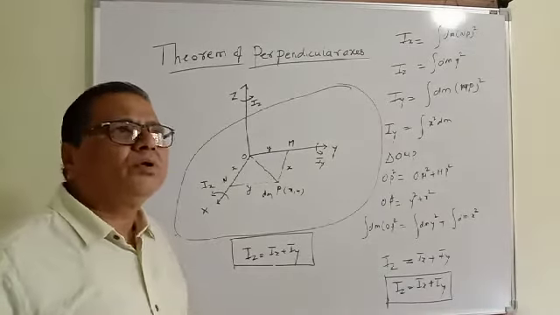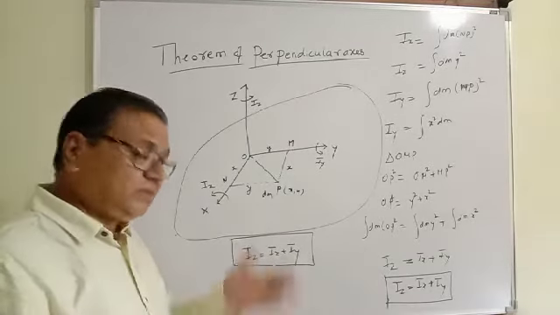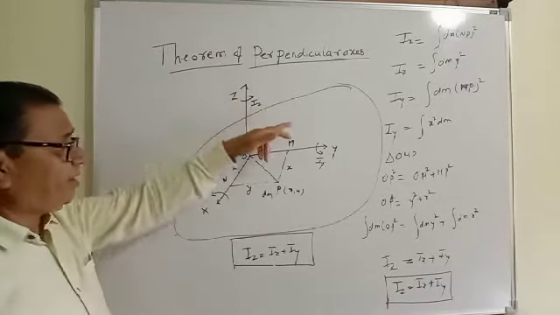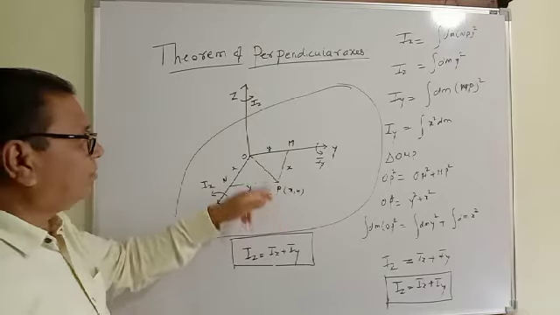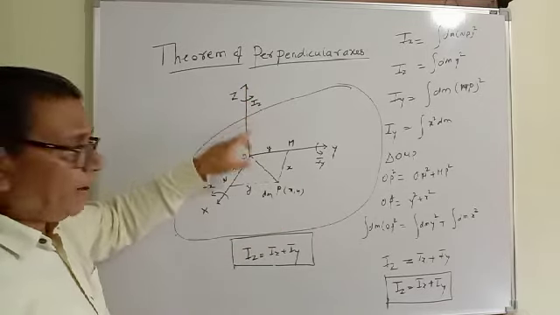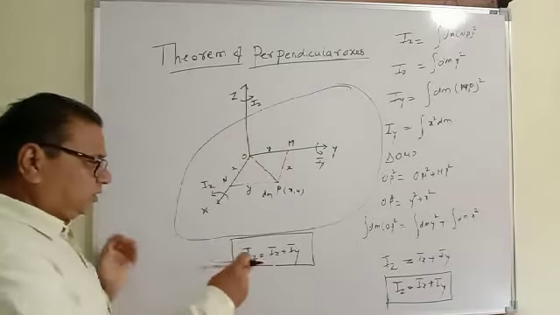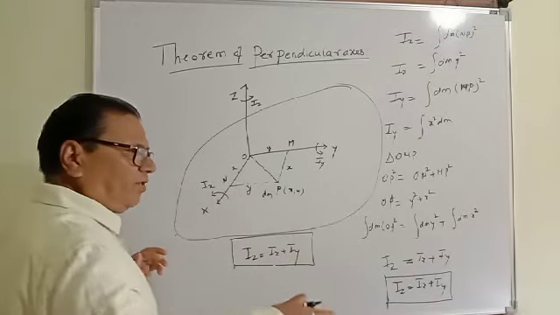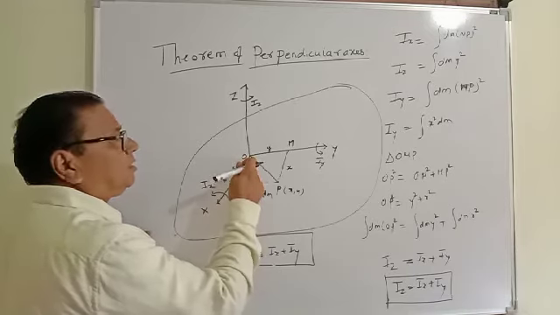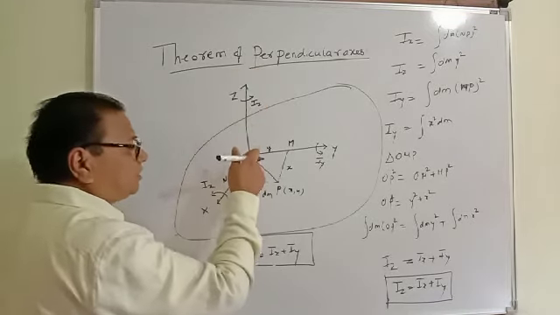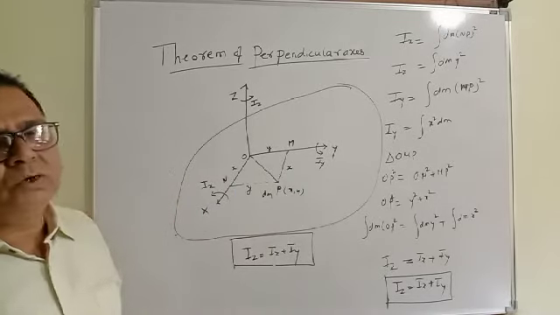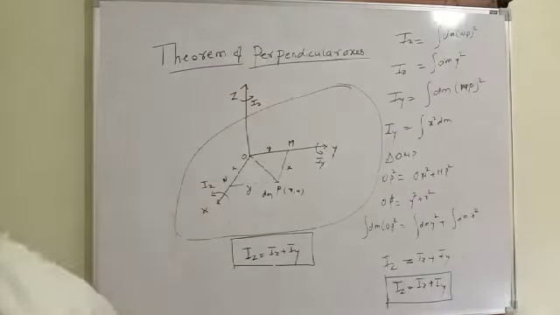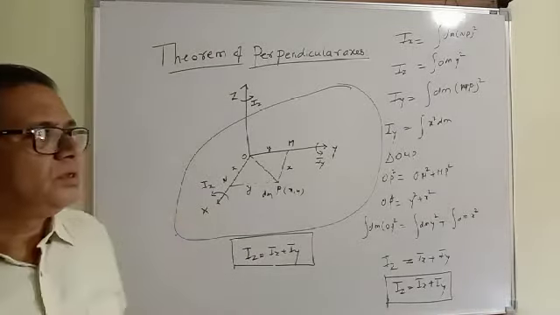This was the statement of the theorem of perpendicular axis. Once again, I repeat, the theorem of perpendicular axis states that the moment of inertia of a plane lamina about an axis perpendicular to the plane of the lamina is the sum of the moments of inertia about two mutually perpendicular axes in the plane of the lamina, intersecting at a point where the perpendicular axis cuts the lamina. So in this way you have completed the theorem of perpendicular axis. Let's start a new article, that is angular momentum.